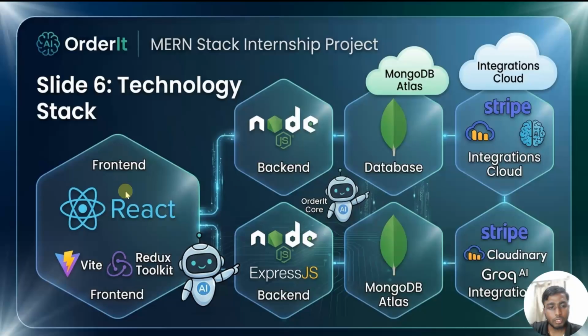And for the front end, we used the React framework with Redux Toolkit. For the backend, the Node.js environment, which is a runtime environment for JavaScript, and MongoDB for the database, and integrations cloud for Stripe, such as payment gateways, and Grok AI for the AI features, for explaining the user's queries and doubts. And MongoDB is the database that stores all the details such as user information, foods, etc.